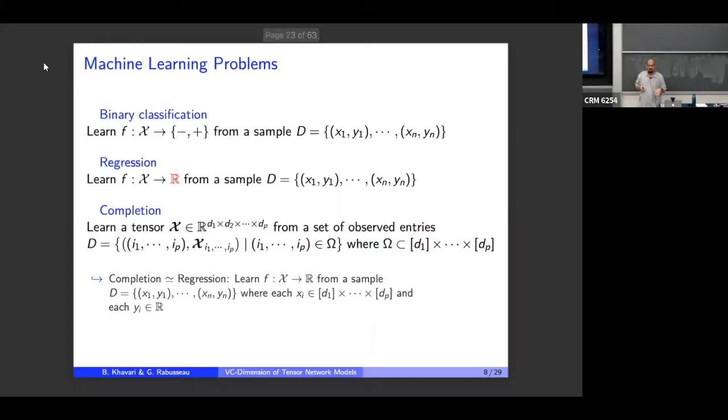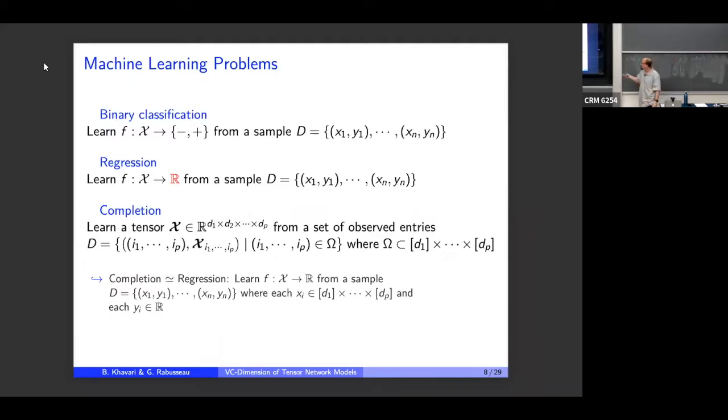That's clear. Yeah. I mean, if you class completion as a regression problem, then you need to run the regression problem many times somehow. So don't you want the completion to be somehow not entry-wise, I would guess?